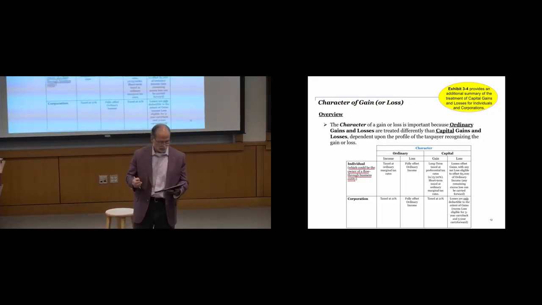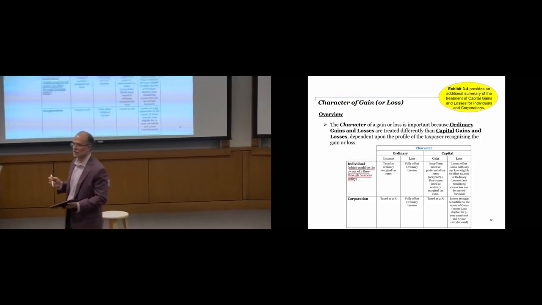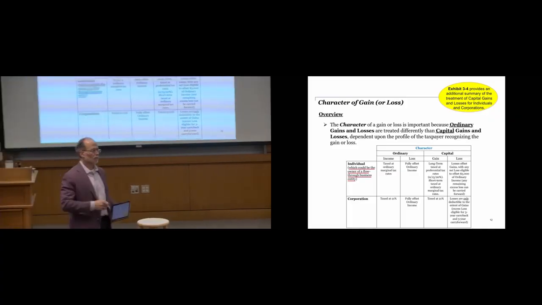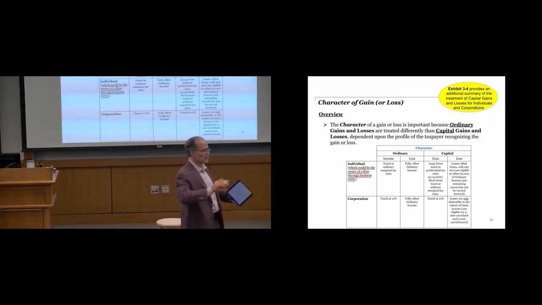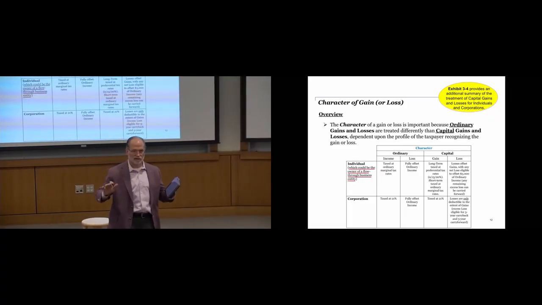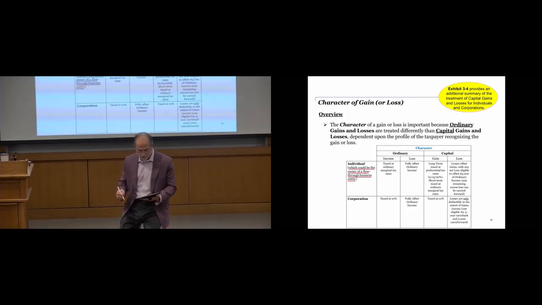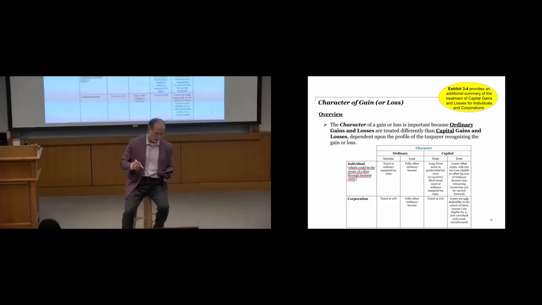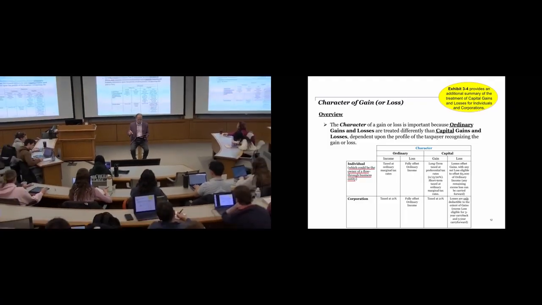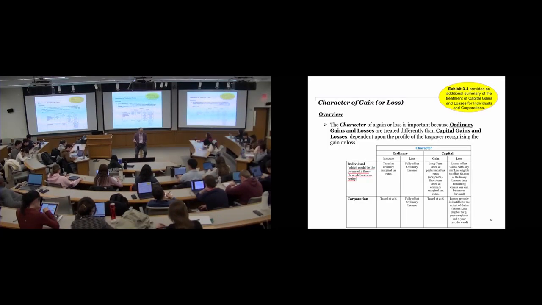Okay, I think this is an important chart. I tried to pull it all together because, again, this is one of those areas where I think you can get lost in characterizing a bunch of things and then why is it important. So the character of gain or loss is important because ordinary gains and losses are treated differently than capital gains and losses, dependent upon the profile of the taxpayer that is recognizing the gain or loss.